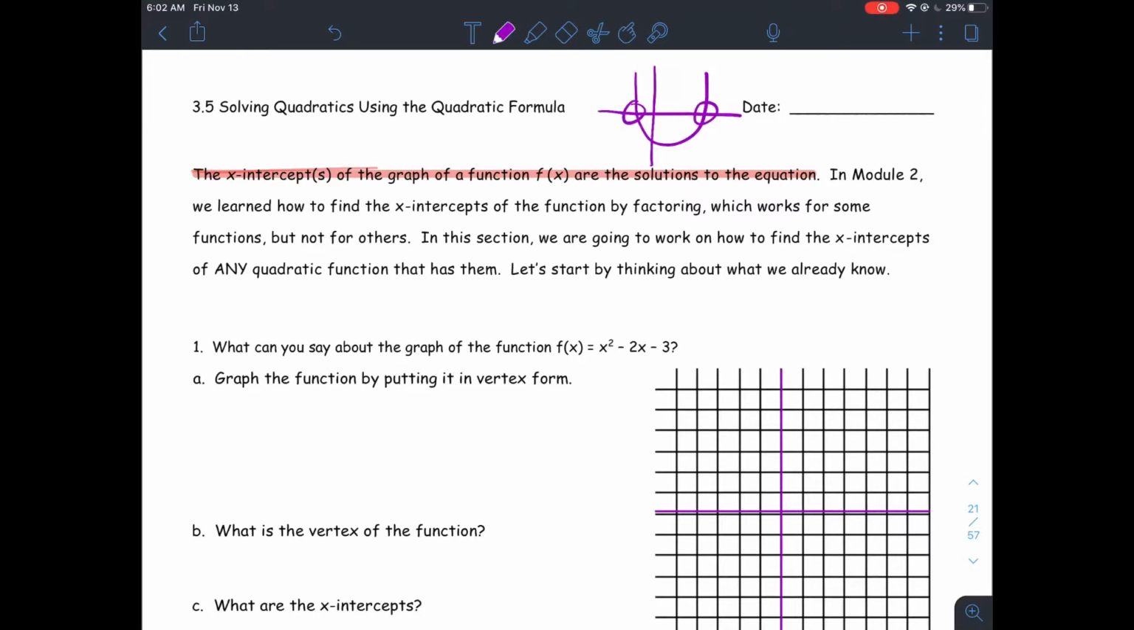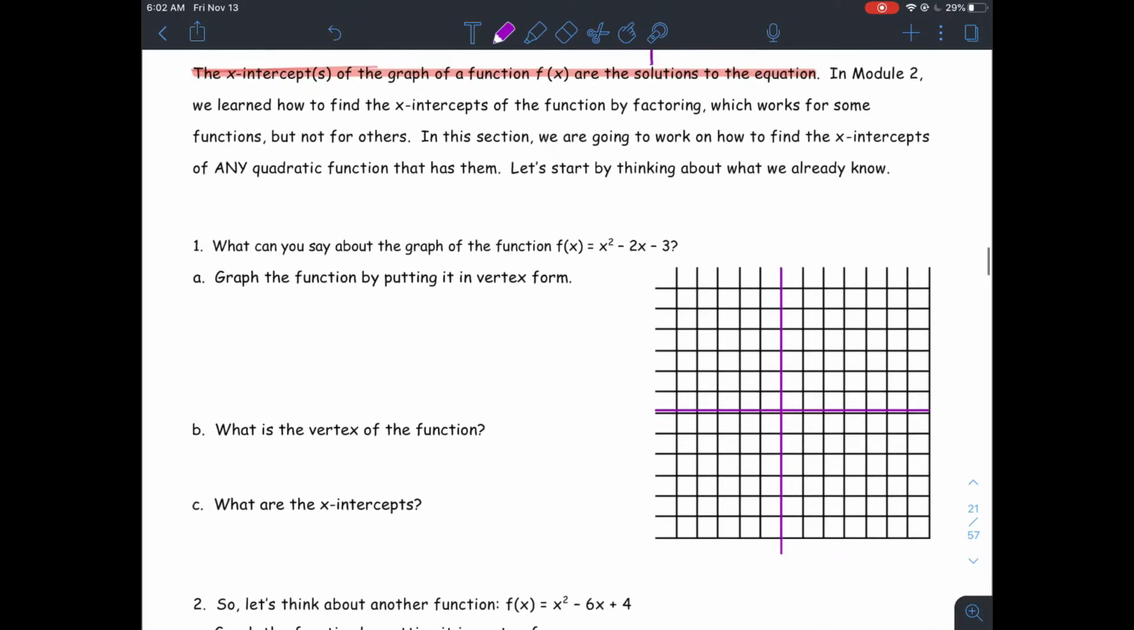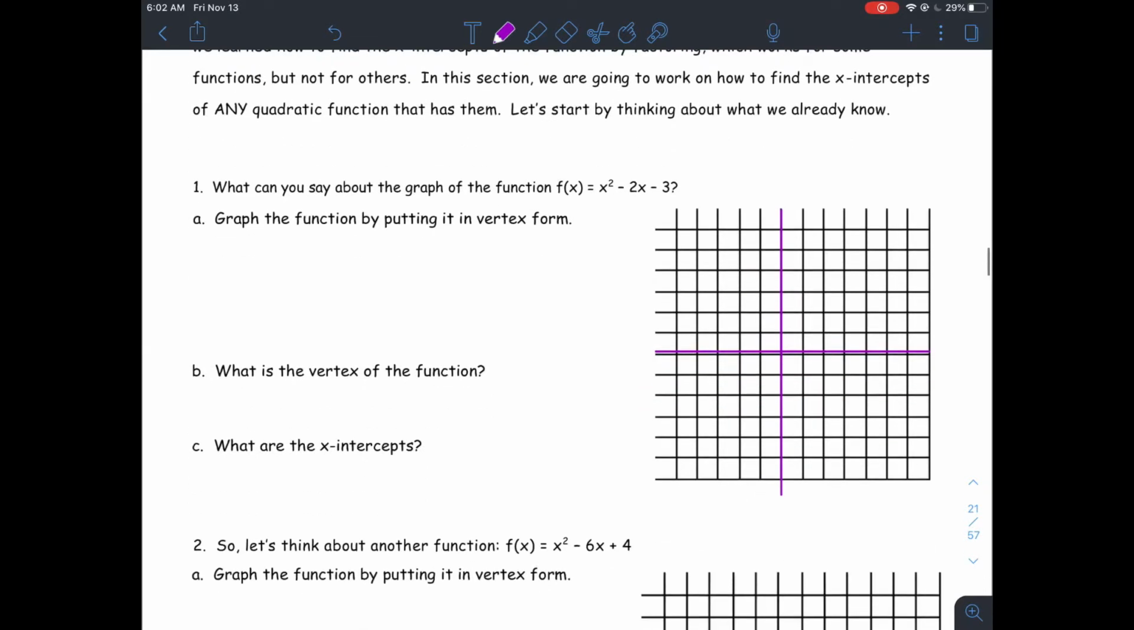In Module 2, we learned how to find the x-intercepts of the function by factoring, which works for some functions but not others. In this section, we are going to work on how to find the x-intercepts of any quadratic function that has them. Let's start by thinking about what we already know. What can you say about the graph of the function x squared minus 2x minus 3? Graph the function by putting it in vertex form.